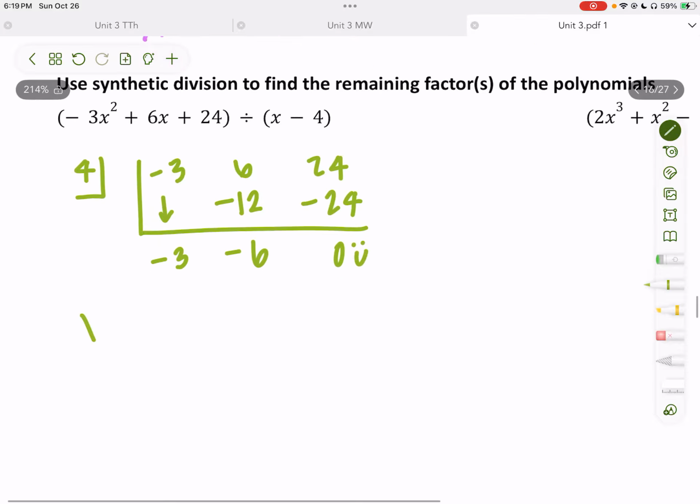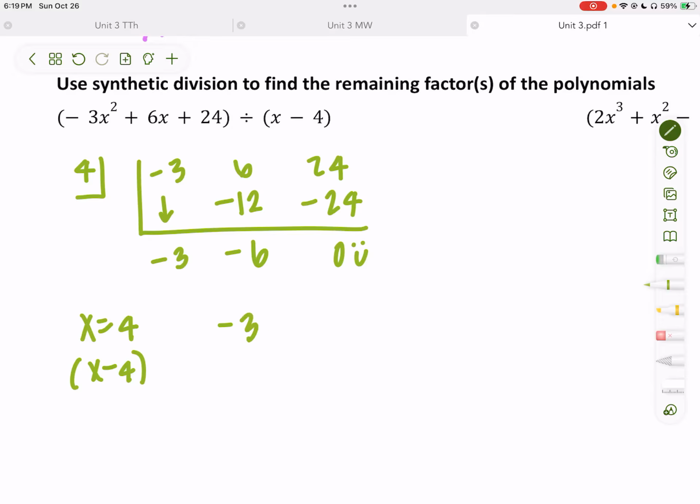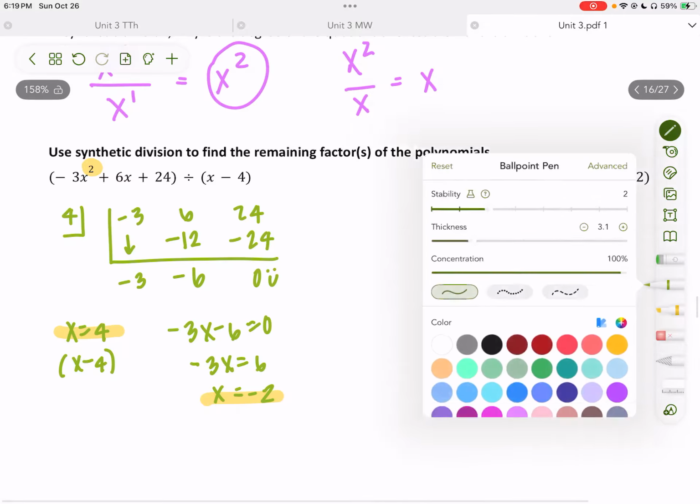So now we have x equals 4 from x minus 4 in parentheses. And we also have x squared minus 3x minus 6... solving that, we get x equals -2. So our two roots of this quadratic are 4 and -2, which makes sense. It's a power of 2, so it can have two roots.